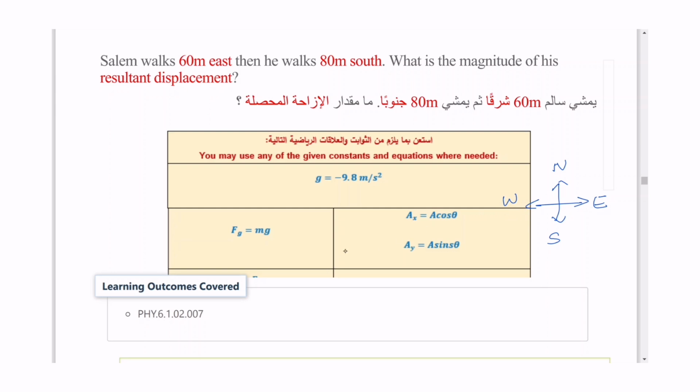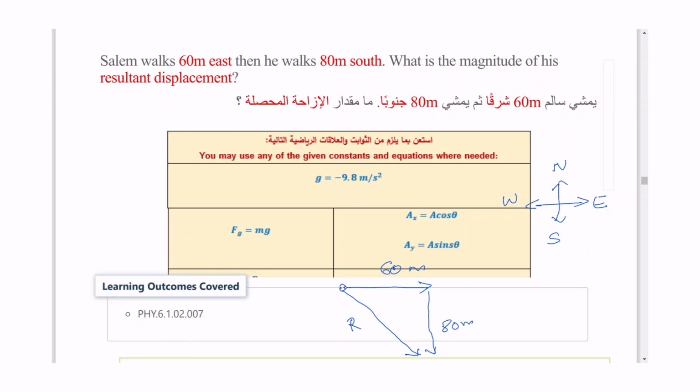So what is this question? Salim walks 60 meter east. So he is first walking in this direction, 60 meter, then 80 meters south. So what is the magnitude of his resultant displacement? Resultant displacement will always be from the starting point to the end, meaning from the tail of the first vector to the head of the second. So this is the resultant.